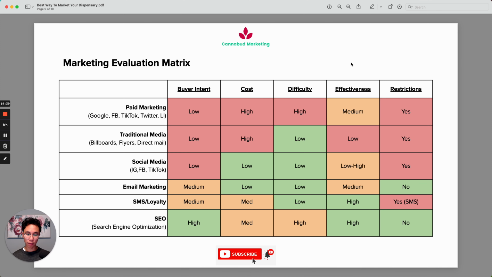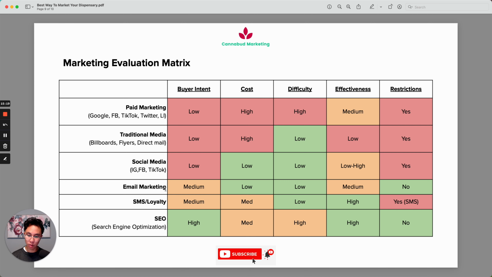So to conclude, I guess, everything, this would be the general marketing evaluation matrix based on paid marketing, traditional media, social media, email marketing, SMS and loyalty, and then SEO. We can see that because the buyer intent is so low, it costs more money or it takes more time to do the thing that allows us to make more money for your dispensary, right? Because if the buyer intent is low, that means we need to put in so much more work for this strategy to work, and there's restrictions on it anyway, so you can't even do it. Same thing with social media, right? The buyer intent is so low, that means you need such a massive Instagram or Facebook, whatever it is, following for you to get the sales that you're looking to get, right?